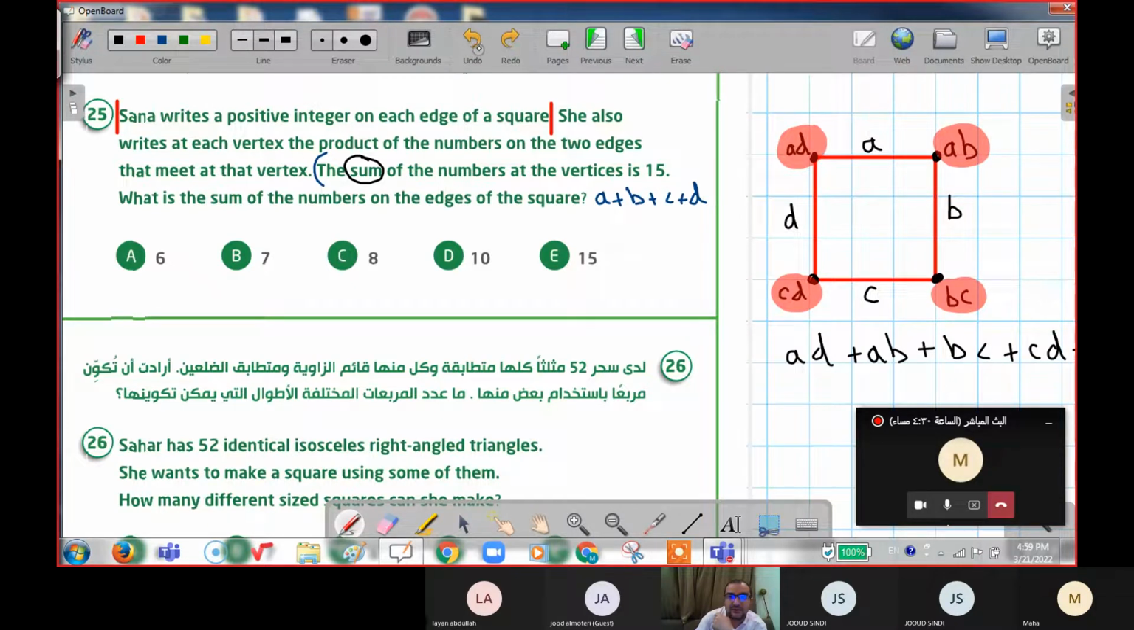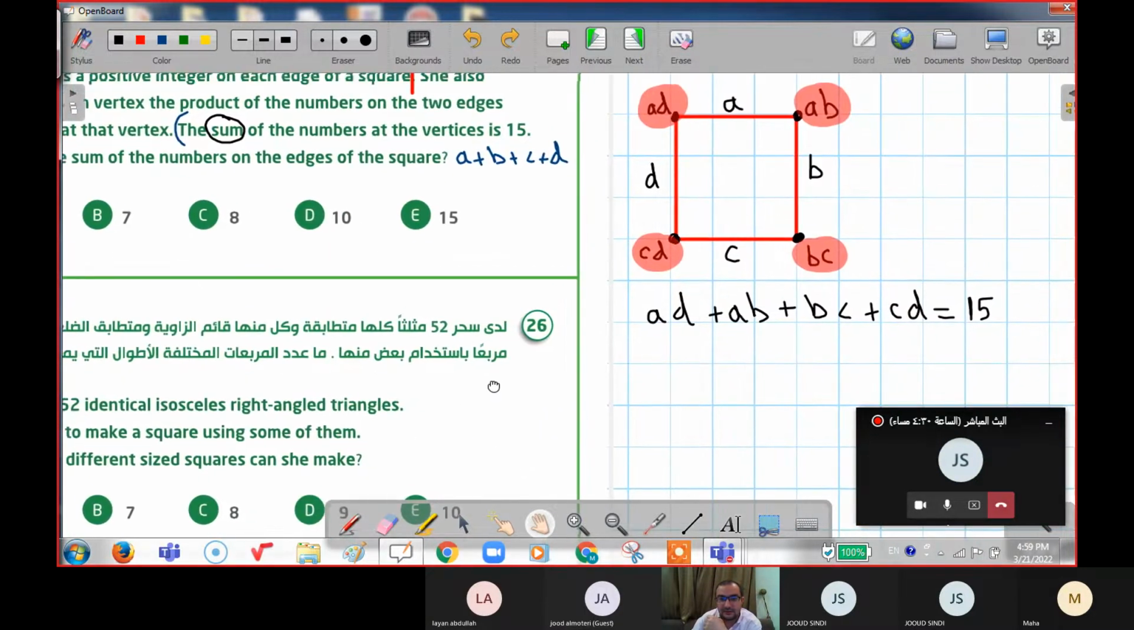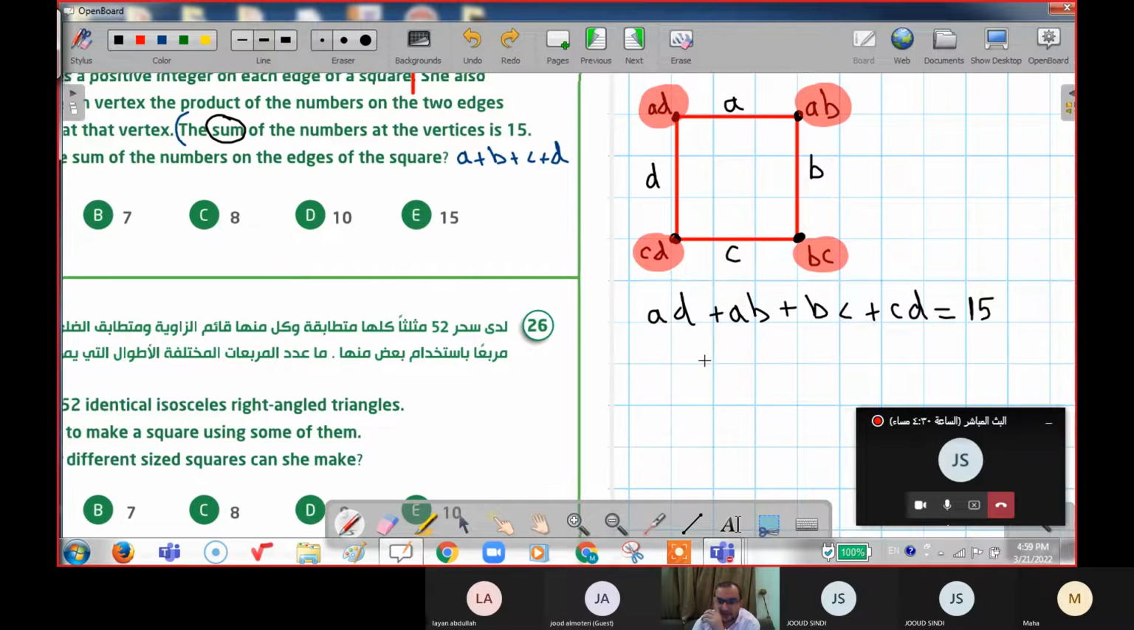So let's continue. Now we can write it in another form. We can take A as a common variable between AD and AB, so it will be A times D plus B. We make a factorization, taking the common factor A from the two expressions, AD and AB.